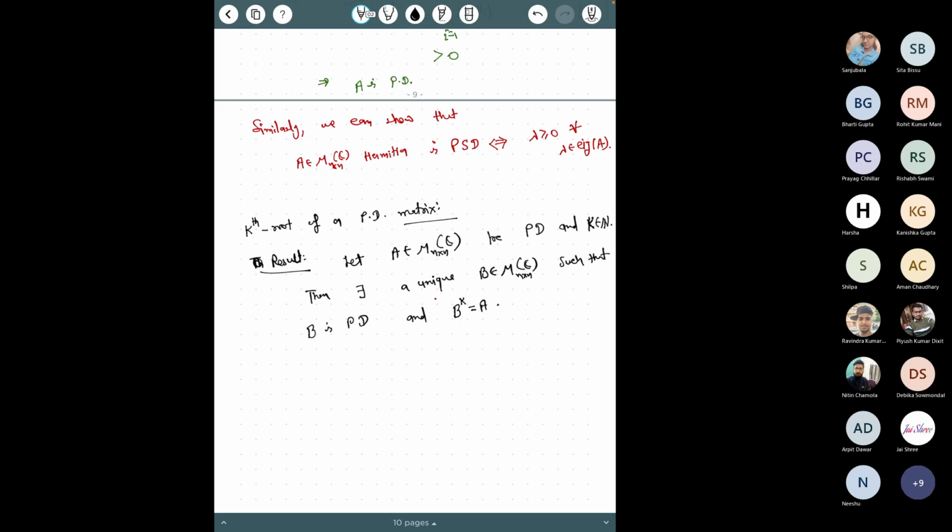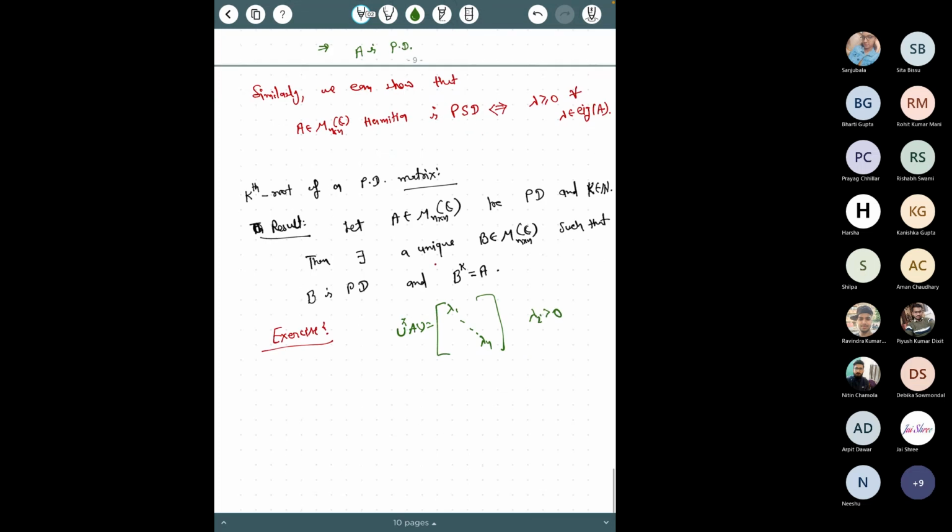So then I'll give this as an exercise. You prove this as an exercise. So you have to find this B. You can easily think of a B. How to think? You know that A is positive definite, so A is Hermitian. So there exists a unitary matrix U such that U star AU is diagonal. The diagonal entries will be lambda 1 to lambda n, and since A is positive definite, all these lambda i's are positive. Then you have to find B such that B to the power K is A.